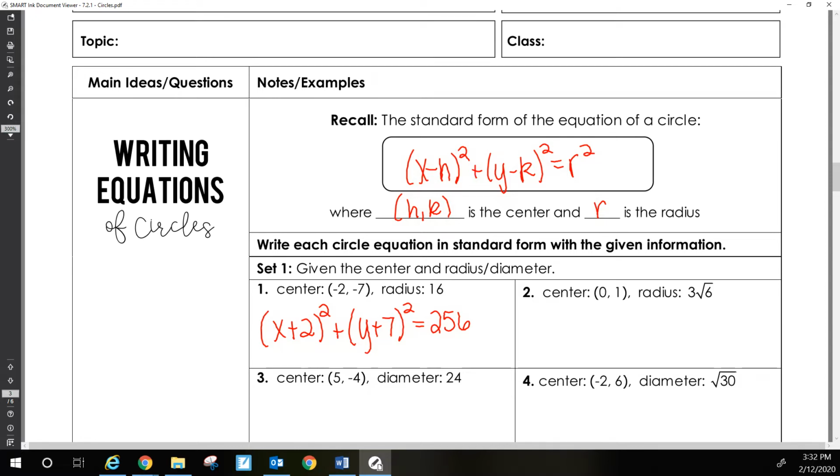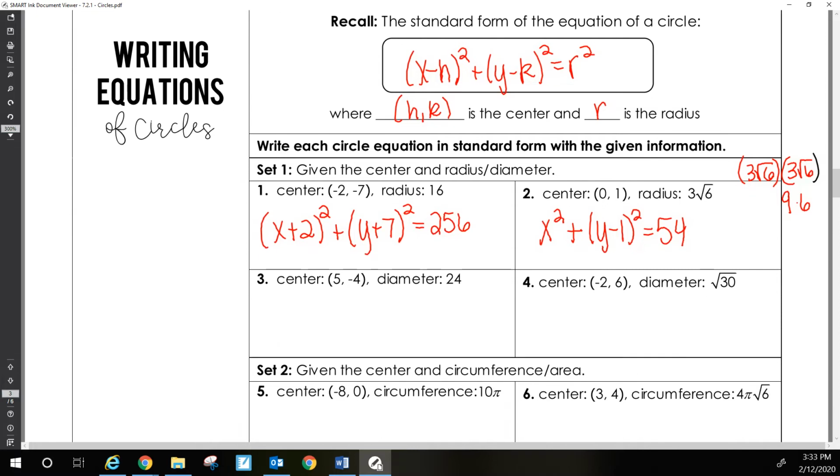We can also do 2 fairly easy, right? So (x minus 0) squared is just going to be x squared plus (y minus 1) squared is equal to our radius squared. So let's think about that. That's (3 square root of 6) squared. So we're really doing this to it, right? 3 times 3 would be 9. Square root 6 times square root 6 is 6. 9 times 6 is going to be 54.